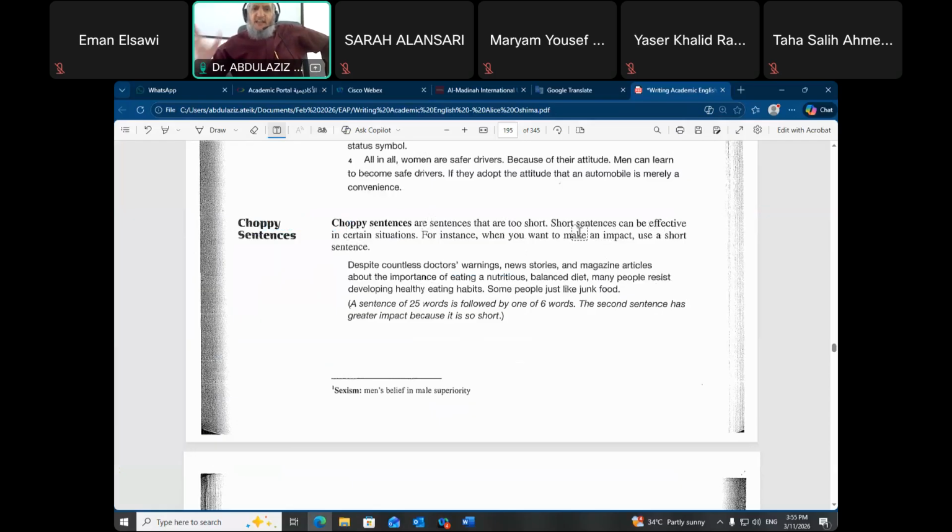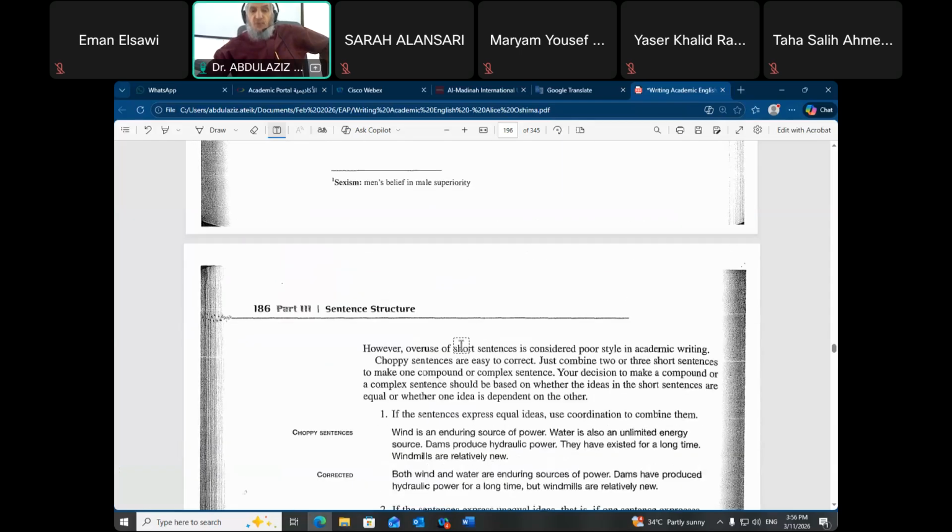Short sentences can be effective in some situations, but not always. If you write short sentences in a paragraph, it will be redundant. It will look very silly. Okay. Look at this. Despite countless doctors' warnings, news stories, and magazine articles about the importance of eating a nutritionally balanced diet, many people resist developing healthy eating habits. Some people just like junk food. Okay. This is okay. It has no problem.